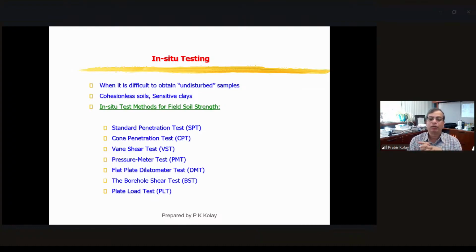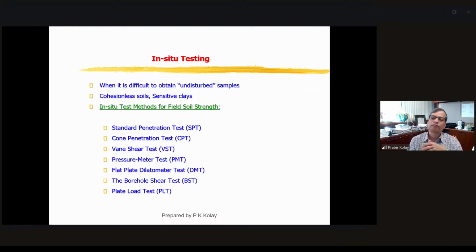Pressure meter test, also an in situ test. You go to the site, use the pressure cell, make a borehole, and then apply pressure. And then you see how much is the resistance from the side. If the soil is strong, it will offer more resistance in the lateral direction. So we can find out from there what type of soil. And then also the flat plate dilatometer, a similar type of equipment that you can use. And then the borehole shear test, and also the plate load test.